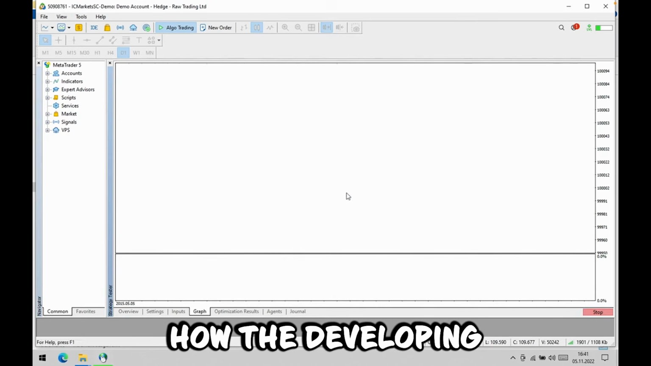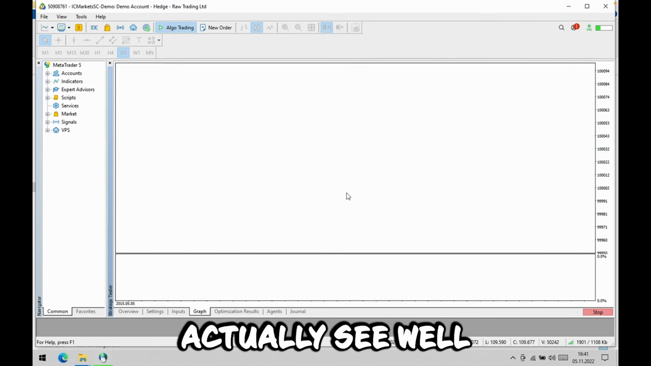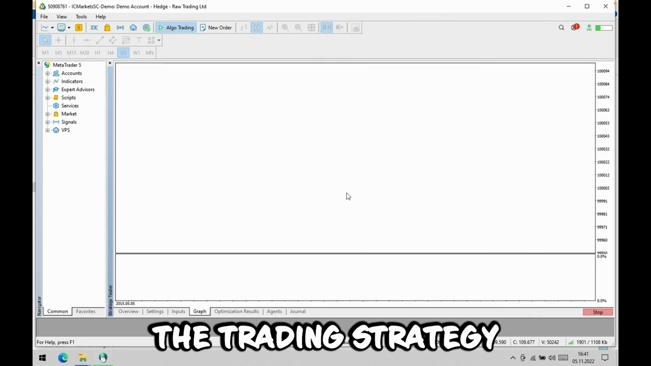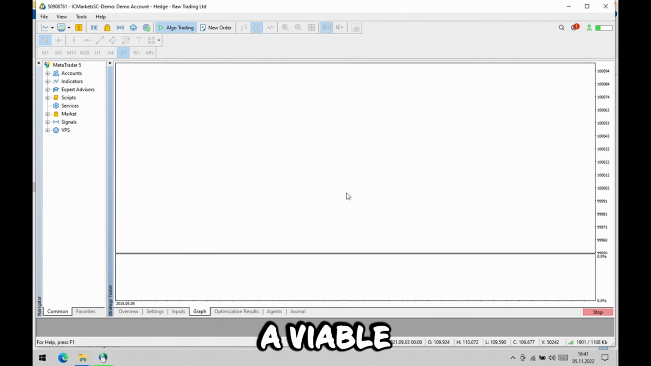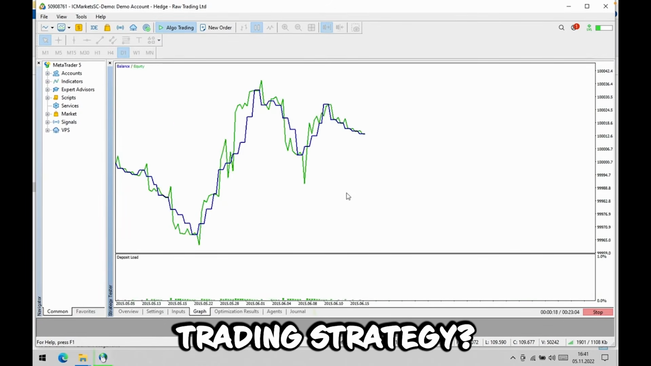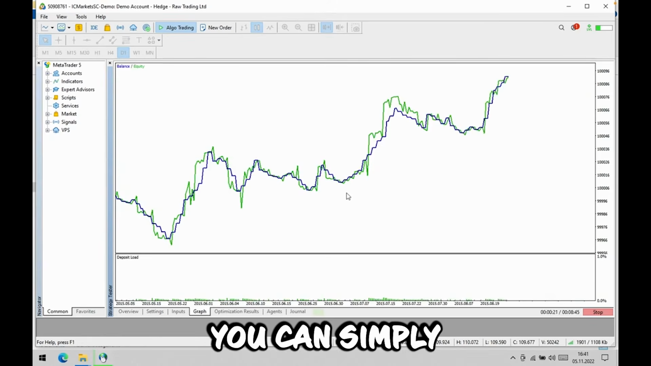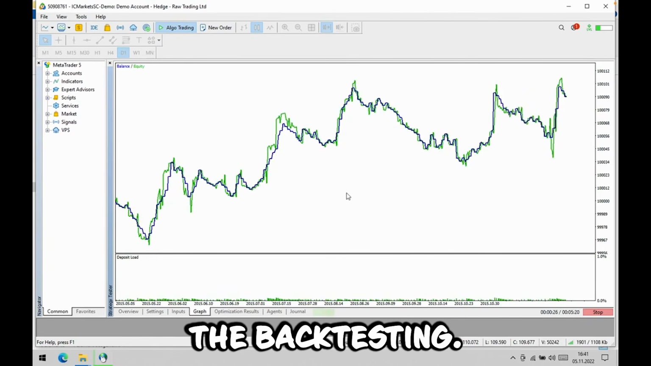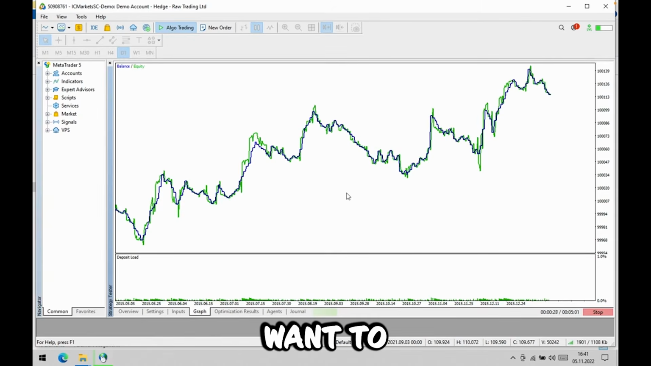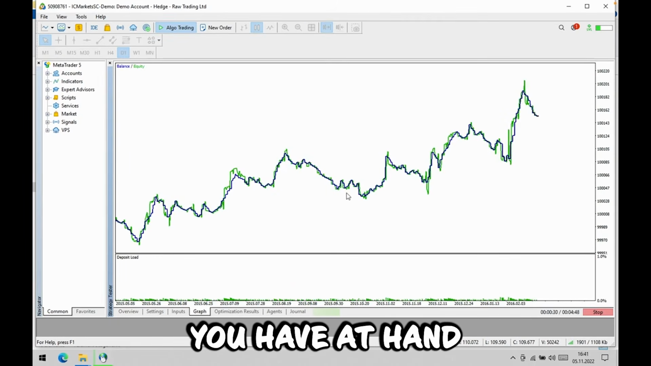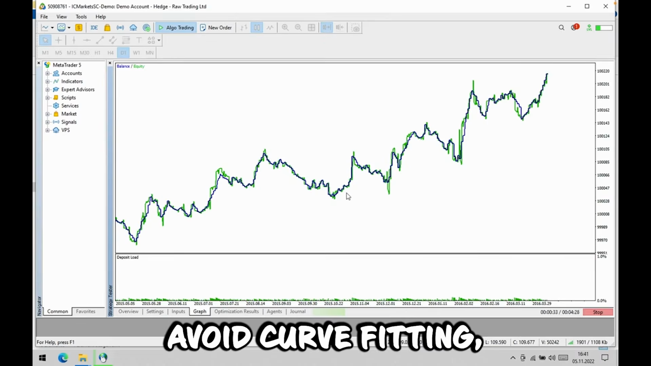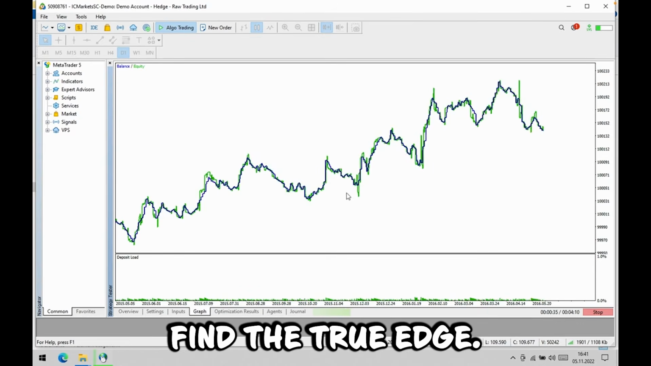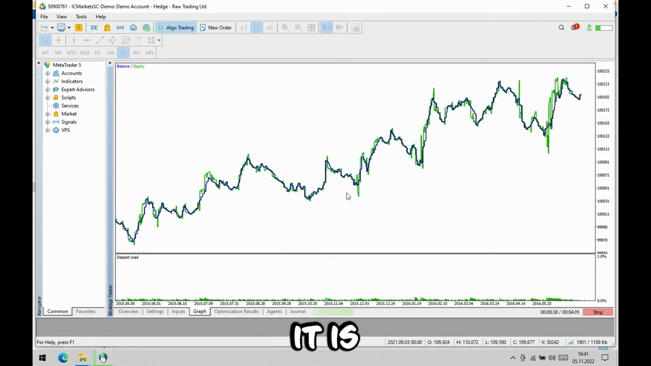Let's see how it's developing, and there you can actually see, well, is the trading strategy working well? Is it a viable and feasible trading strategy? And you can simply get a feeling. We also teach in the course how to approach the backtesting, so you definitely don't want to use the whole data you have at hand to simply, again, avoid curve fitting, find the true edge. And here in that case, it is quite interesting.